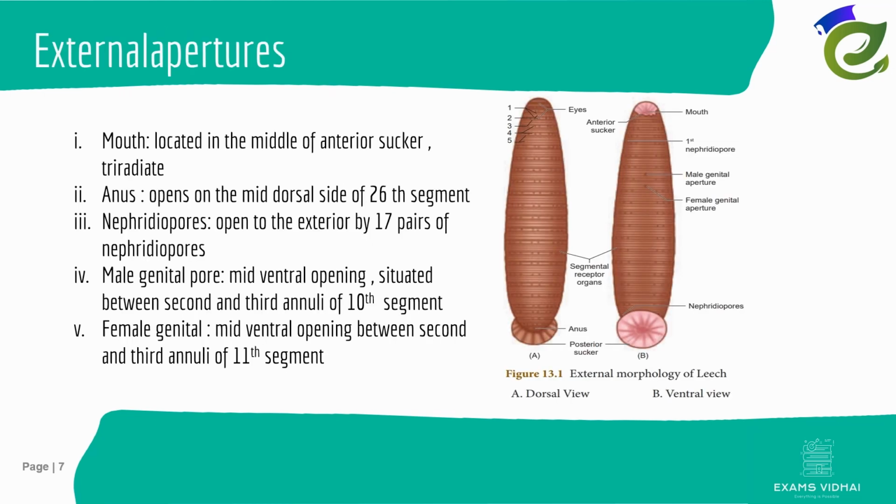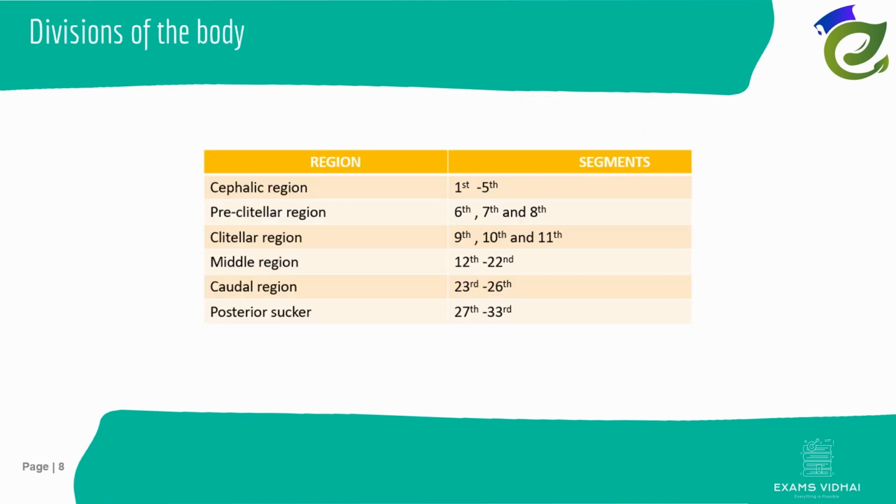Talking about the external apertures, we have the mouth, which is located in the middle of the anterior sucker. It's triradiate. Then we have the anus, which opens on the mid-dorsal side of the 26th segment. The body of the leech is divided into 6 regions. We have the cephalic region, from the 1st to the 5th segment, the preclitellar region from the 6th to the 8th segment, the clitellar region from the 9th to the 11th segment, the middle region from the 12th to the 22nd segment, the caudal region from the 23rd to the 26th segment, and the posterior sucker from the 27th to the 33rd segment.